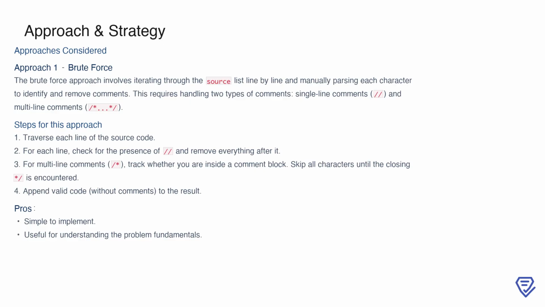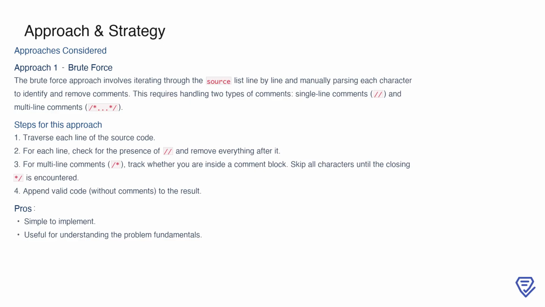This method involves iterating through the source line by line and manually parsing each character to identify comments. Specifically, we need to handle two types of comments: single-line comments that start with double slashes, and multi-line comments that begin with a slash star and end with a star slash. The steps are straightforward: traverse each line, check for single-line comments and remove everything after the double slashes, and for multi-line comments, track whether we're inside a comment block and skip all characters until the closing delimiter is found. Once the line is processed, valid code without comments is appended to the result.